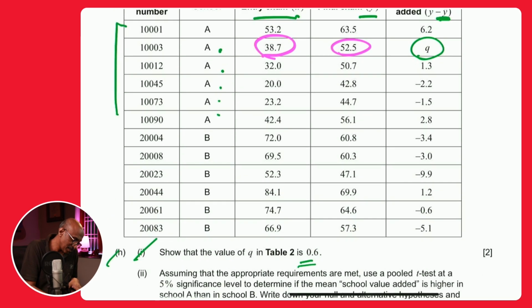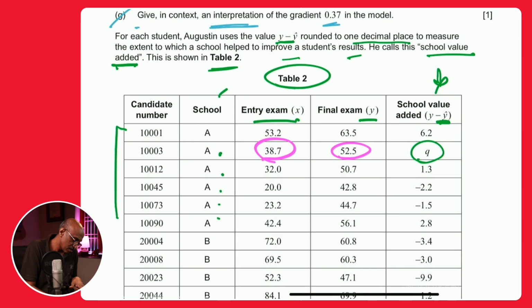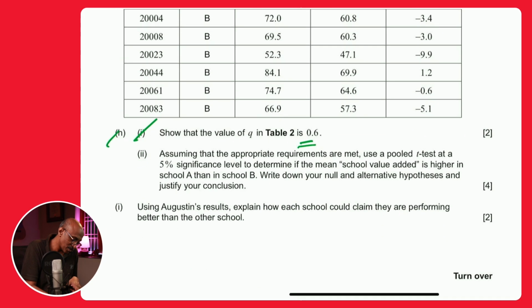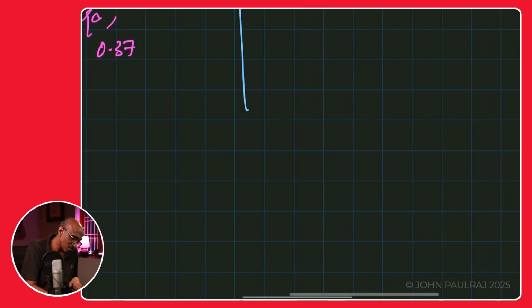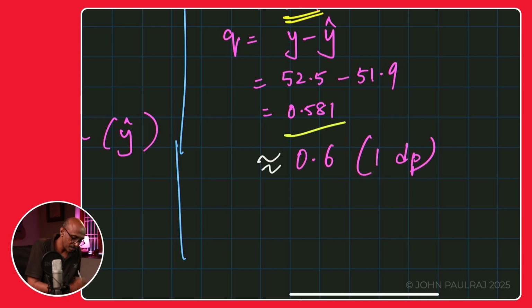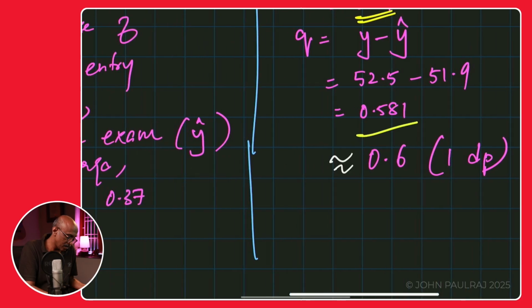Is it just 1 decimal place they want? Let me just check. Yeah, they said it's rounded to 1 decimal place, right? Can you see that? 1 decimal place. So make sure that you round it to 1 decimal place, and obviously that rounds off to 0.6. Okay, that's cool.